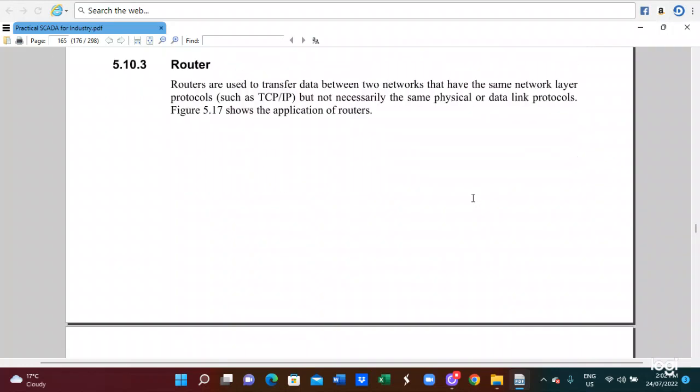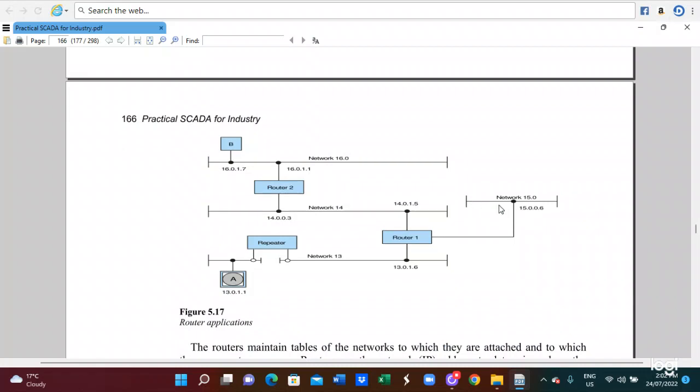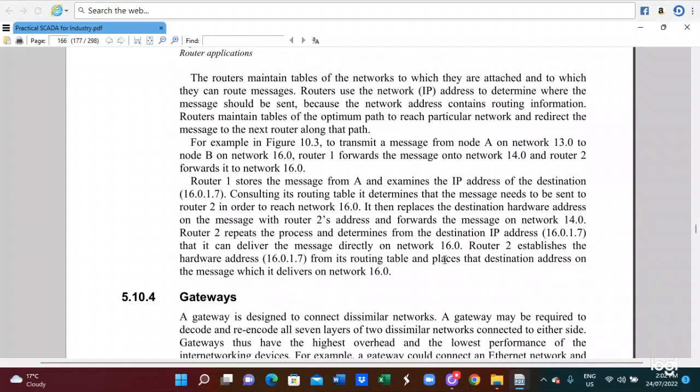Also the router is directing signals in the appropriate direction. So signals are directed by the router to reach the appropriate destination. So this is the location of the router in the circuit system.